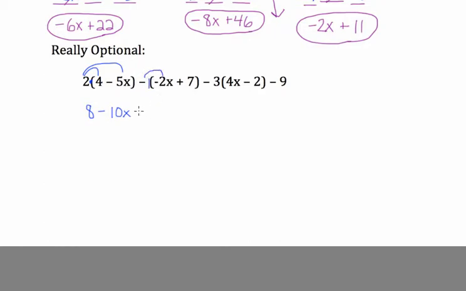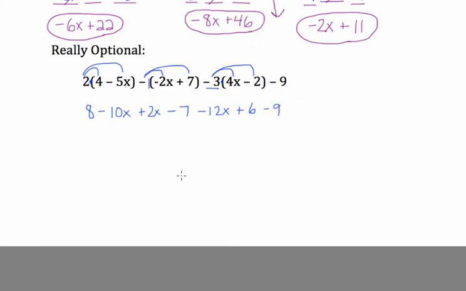Negative 1 times negative 2x is positive 2x. Negative 1 times 7 is negative 7. And then I have to distribute here. This negative 3 is multiplied by this parenthesis. Again, don't forget that negative. Always use the sign in front of the number. Negative 3 times 4x is negative 12x. Negative 3 times negative 2 is positive 6. This negative 9 does not distribute with anything, so we'll just bring it along.